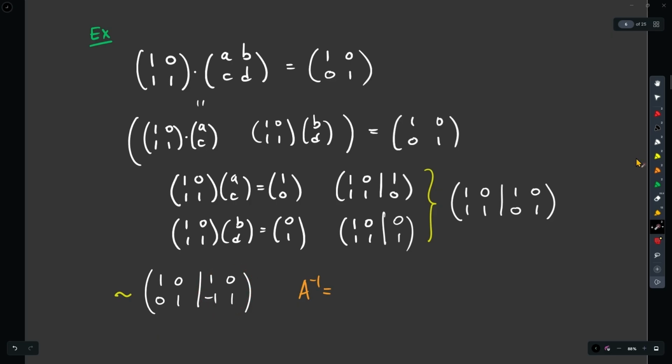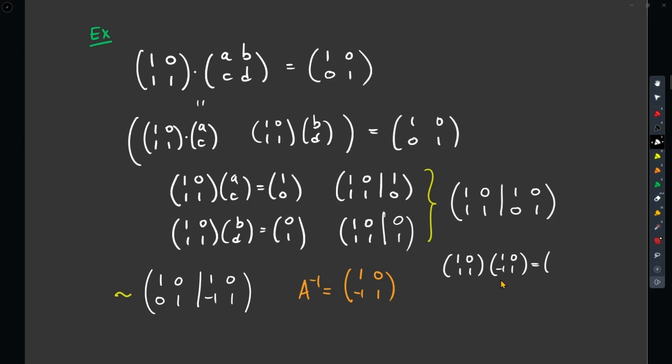It turns out that the inverse is precisely the matrix 1, 0, minus 1, 1. And now we can check what happens: 1, 0, 1, 1 times 1, 0, minus 1, 1. I get 1, 0 times 1, minus 1, that is 1. 1, 0 times 0, 1, that gives me 0. 1, 1 times 1, minus 1 gives 0. 1, 1 times this gives me 1.